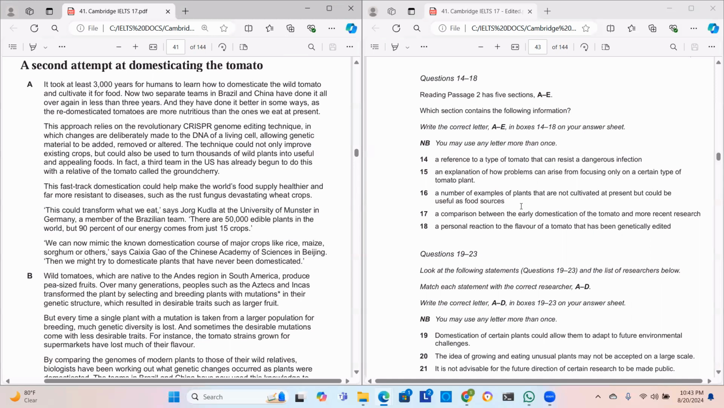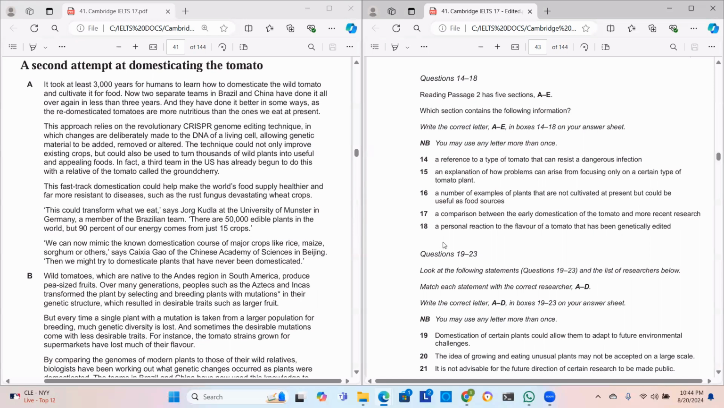Next, a number of examples of plants that are not cultivated at present but could be useful as food sources. Did he talk about plants that are not cultivated at present? It says not cultivated at present, but could be useful as food resources. So let us see. Did we come across anything like that? Number of examples of plants. Did we get any examples here? He said 50,000 plants, 15 crops. He did not talk about any number of examples, right? No, I don't think 16 is matching either.